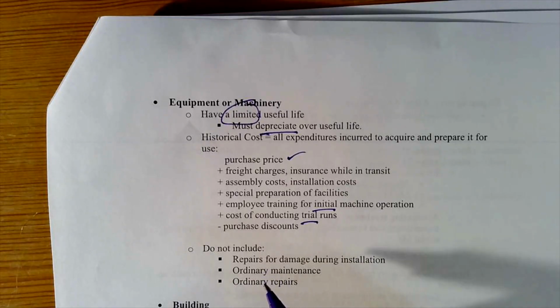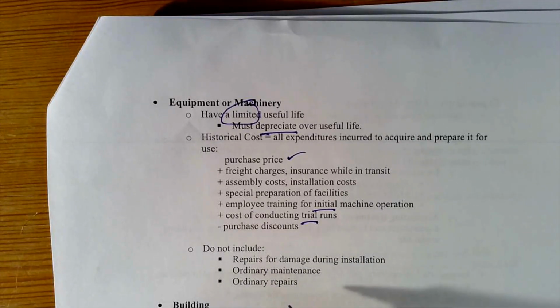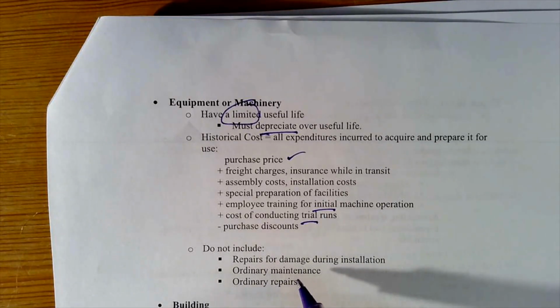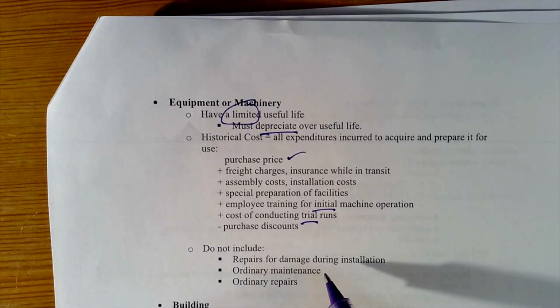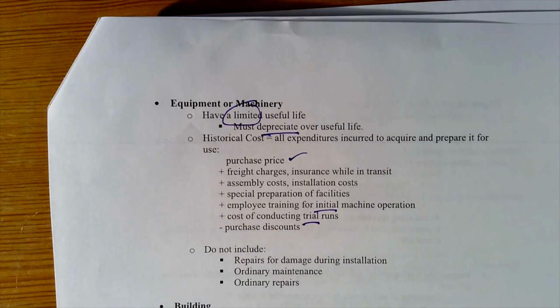Things you might not include are regular maintenance and ordinary repairs for damage during installation. Those aren't required to actually get the machinery up and running. You may have had to fix something, but that was your own fault. That wasn't a normal standard cost.